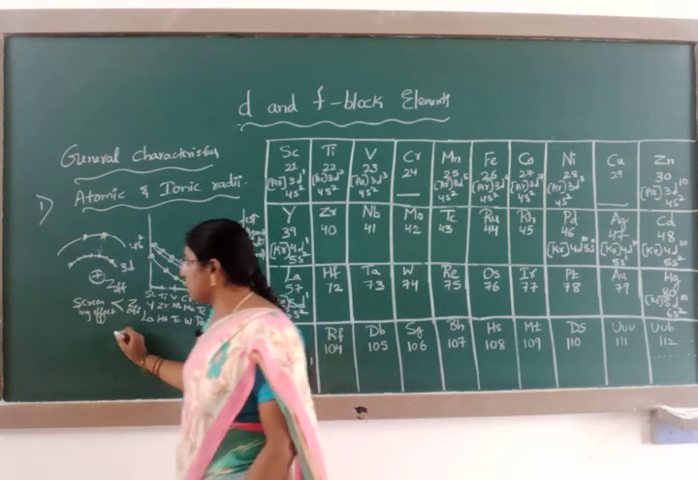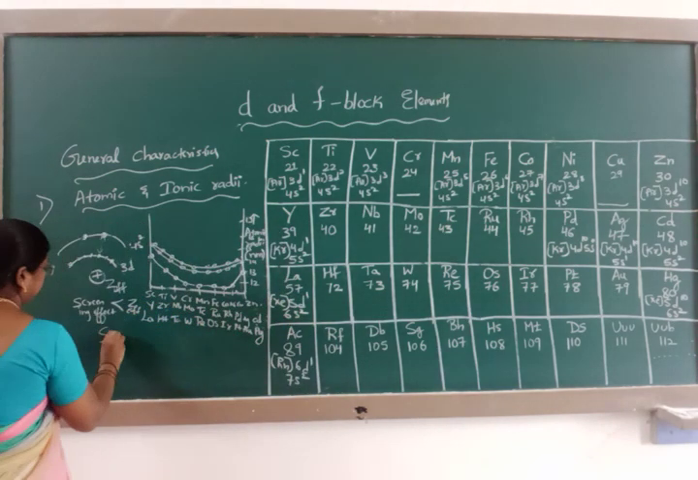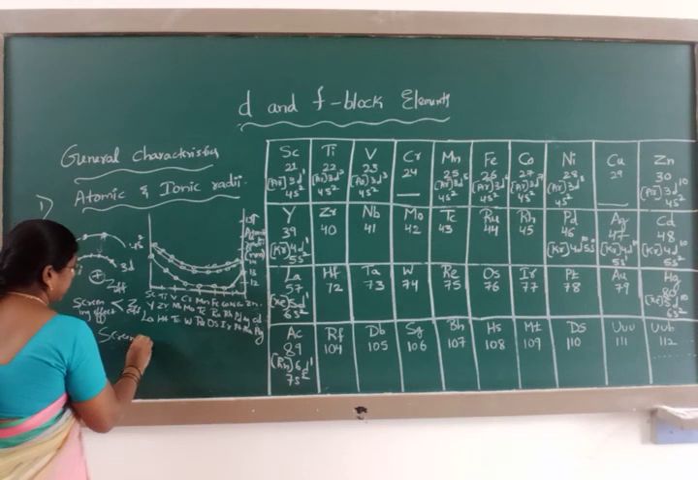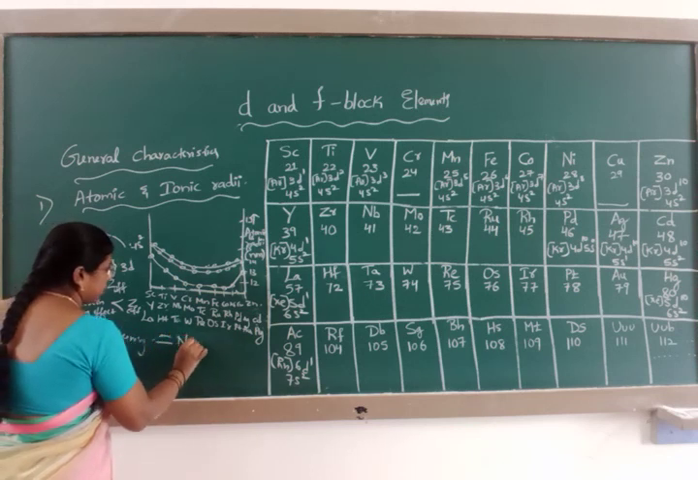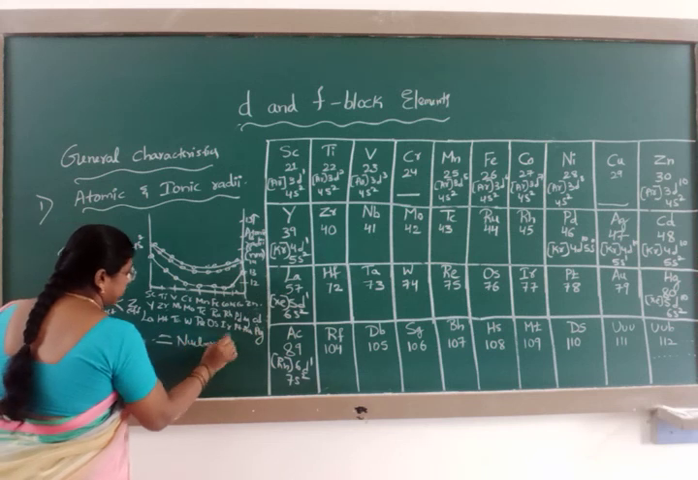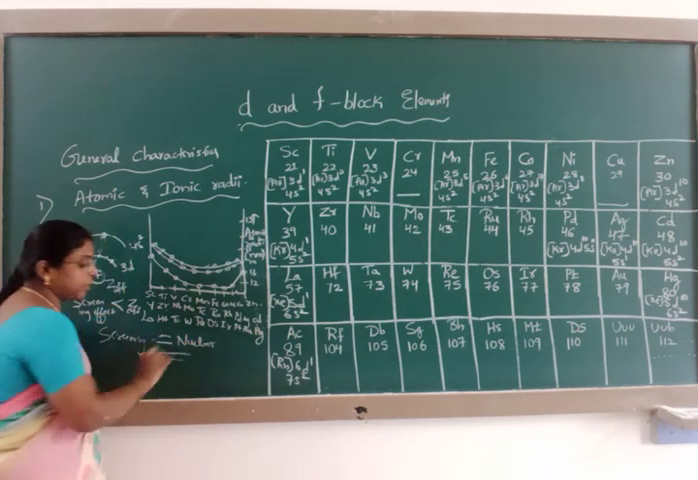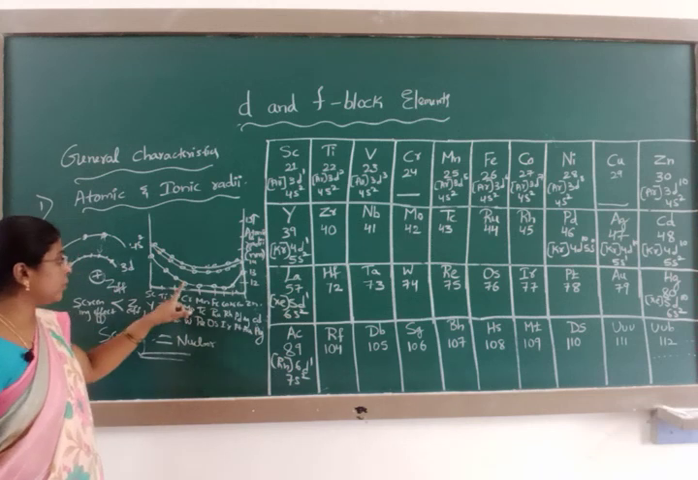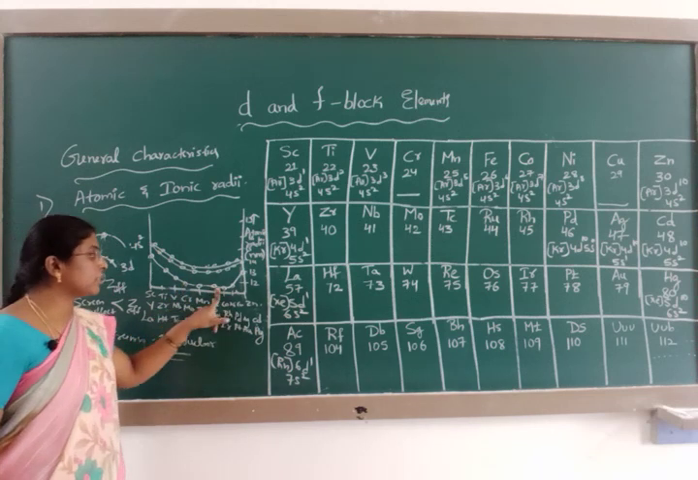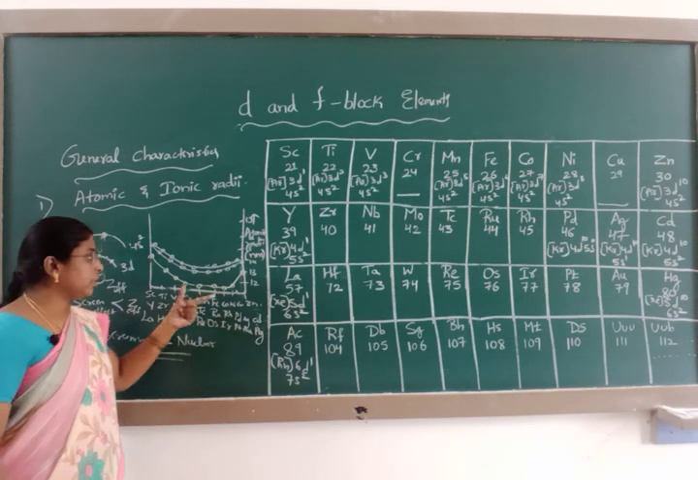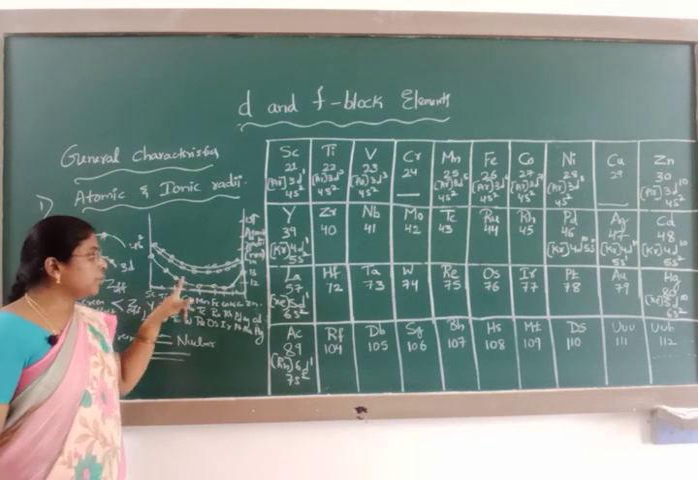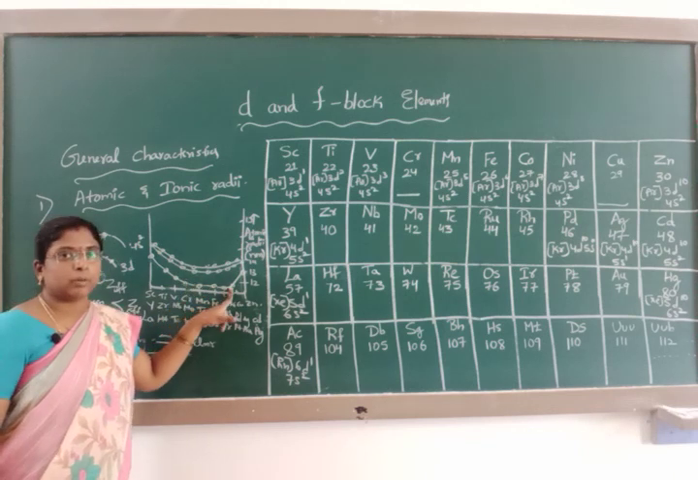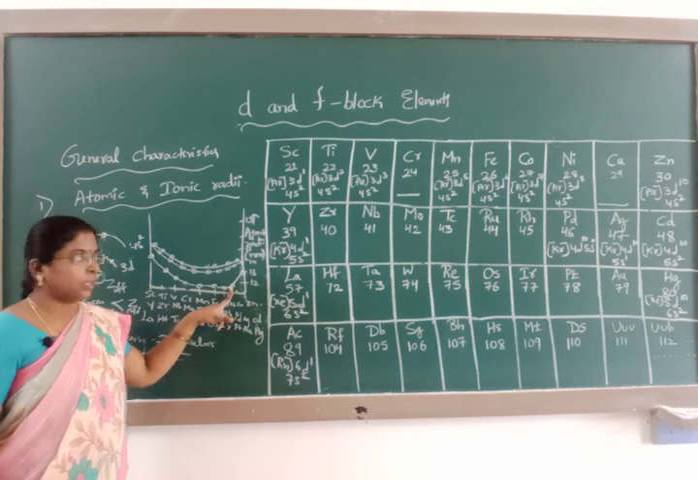Next, the screening effect as well as the nuclear charge both become almost the same. When they both become the same, they get balanced. Hence here you can see a constant atomic radius. Constant means not exactly, a small variation you can observe. From chromium to copper, a constant atomic radius is observed.